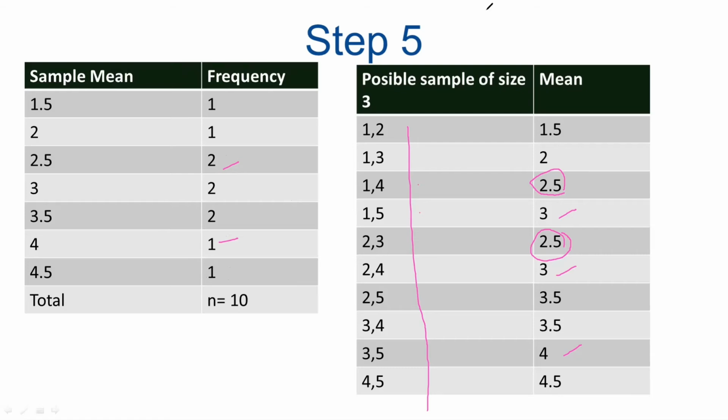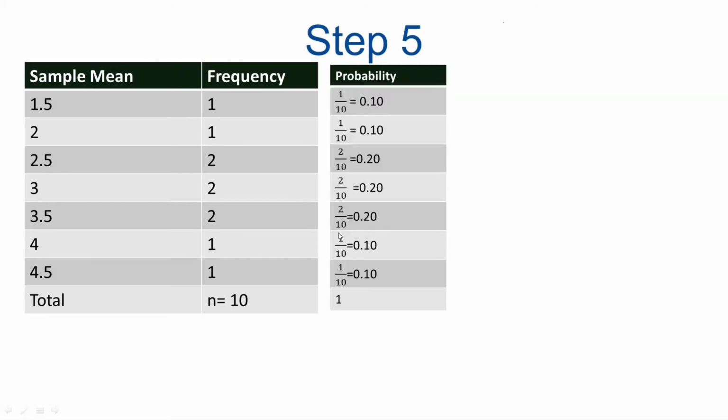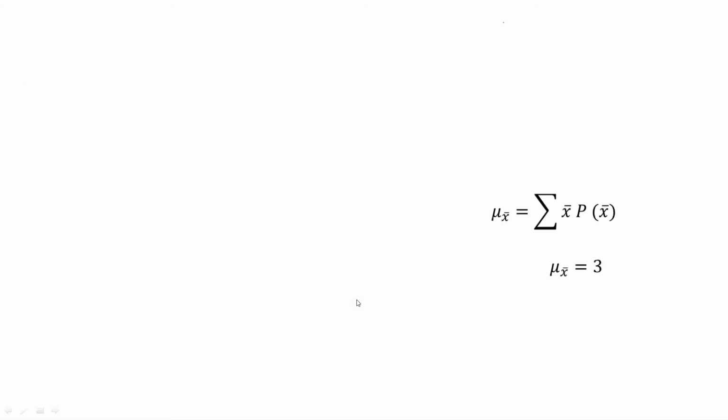So, next natin is step 5. So, next natin is to get the probability of the sample mean. So, paano ba natin kukunin yung probability of the sample mean? So, paano nakuha tong fraction? So, frequency over n. So, 1 over 10 is equal to 0.10. 1 over 10 is equal to 0.10. 2 over 10, dahil yung 2 natin is the frequency, 2 over 10 is equal to 0.2, and so on. And then the total of the probability is equal to 1. So, ayan. So, next natin is step 6.